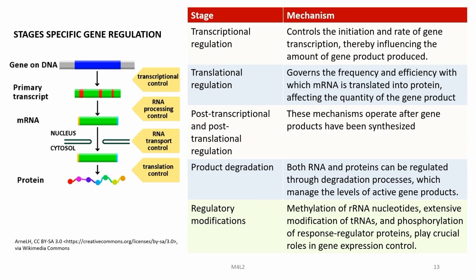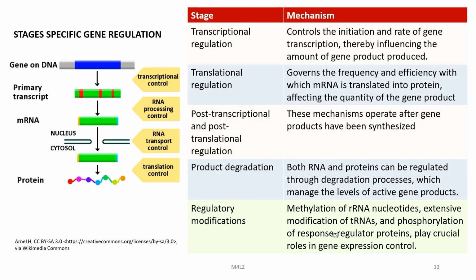So, this table you can now very easily understand. Transcriptional regulation controls the initiation and rate of gene transcription, thereby influencing the amount of gene product produced. Translational regulation governs the frequency and efficiency with which mRNA is translated into protein, affecting the quantity of the gene product. Post-transcriptional or post-translational regulation mechanisms operate after gene products have been synthesized. Both RNA and proteins can be regulated through degradation processes, which are known as product degradation, and this controls the level of active gene products.